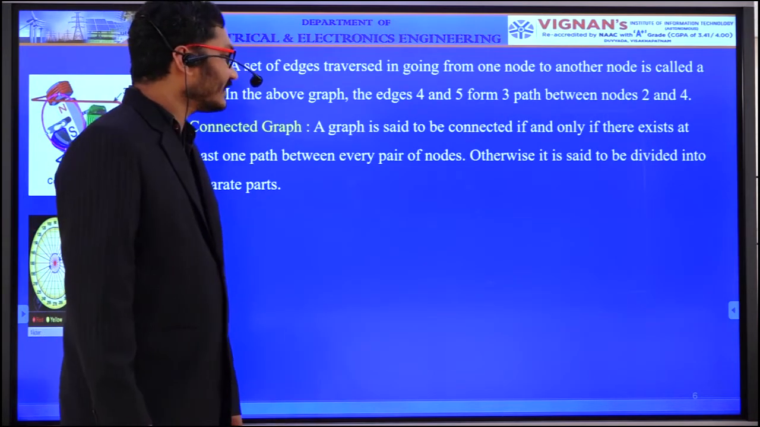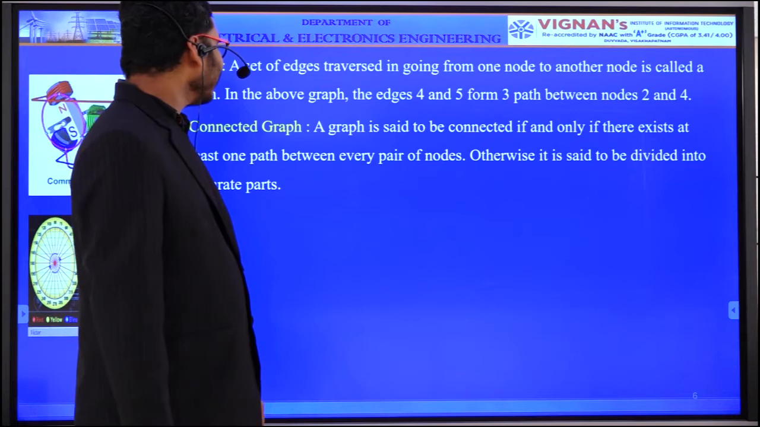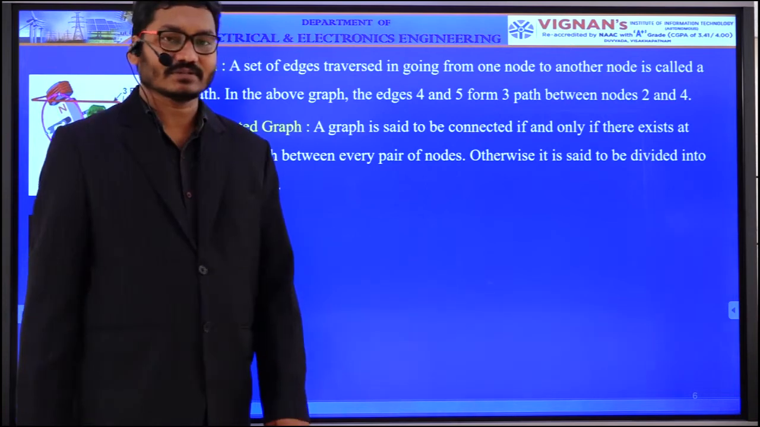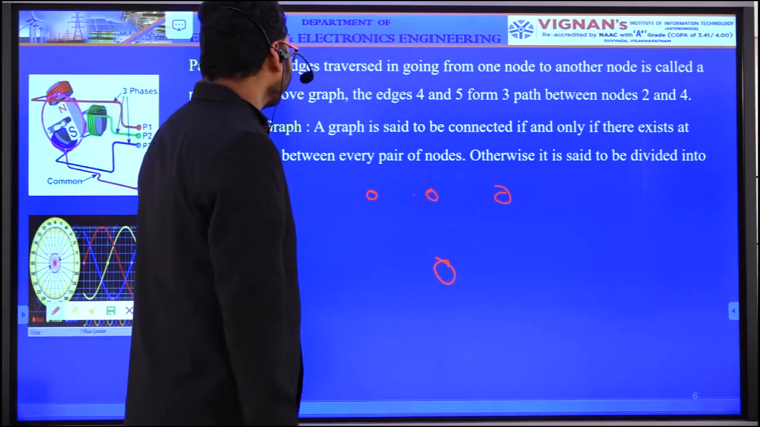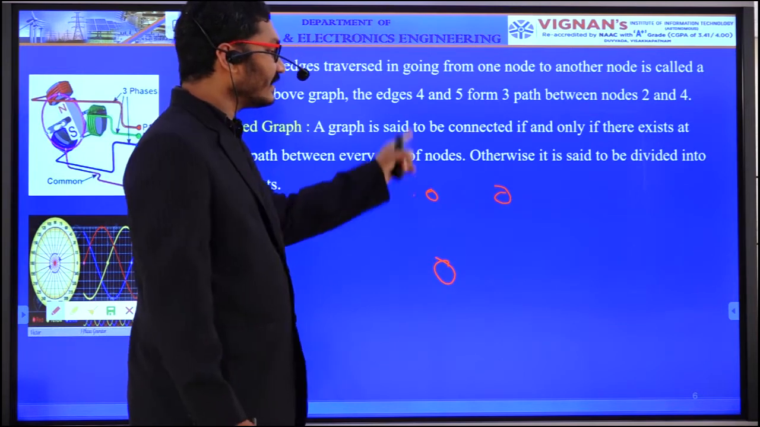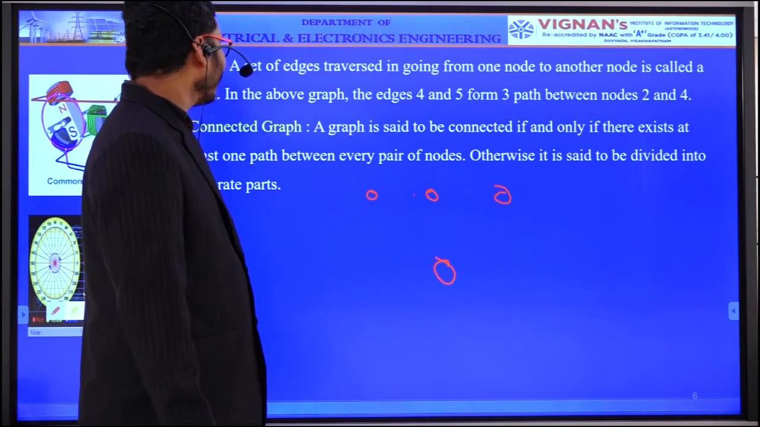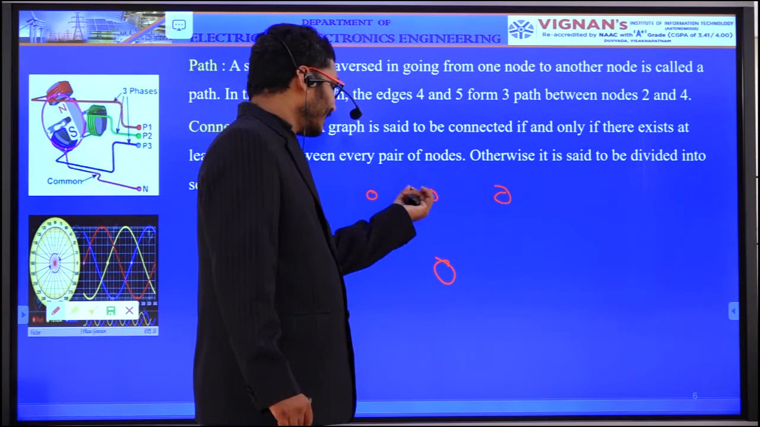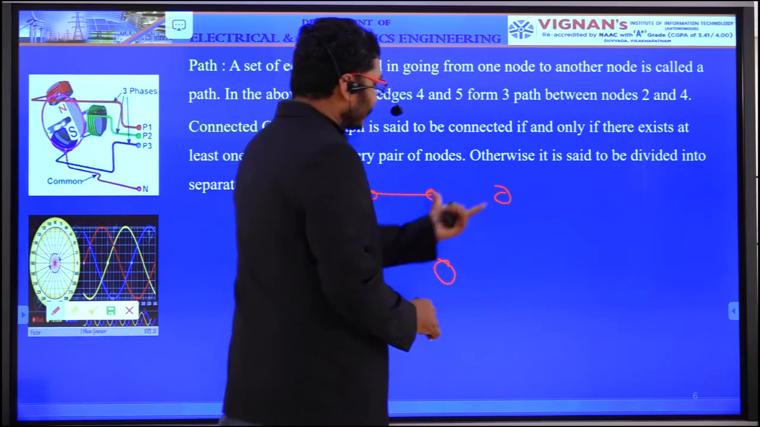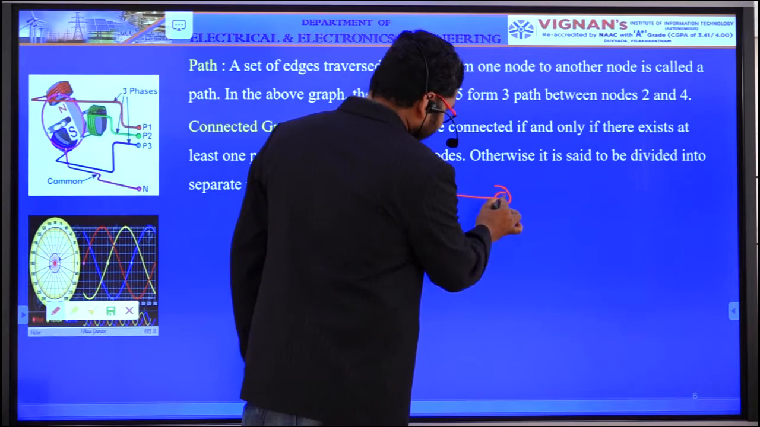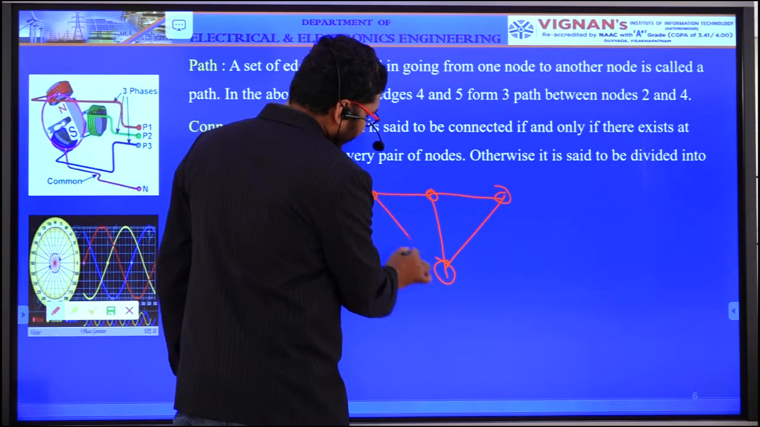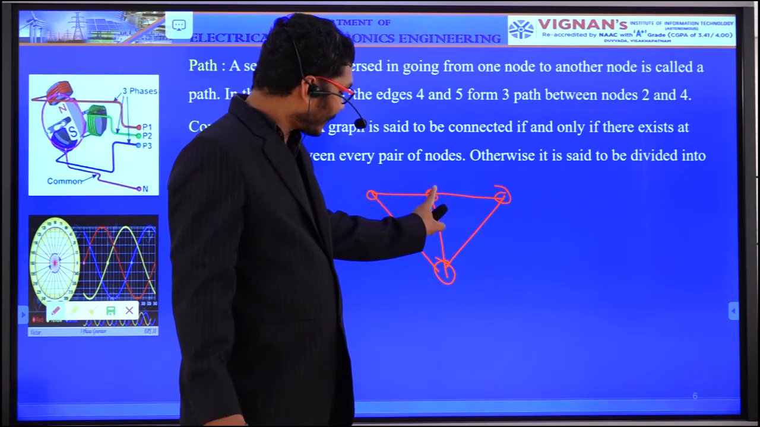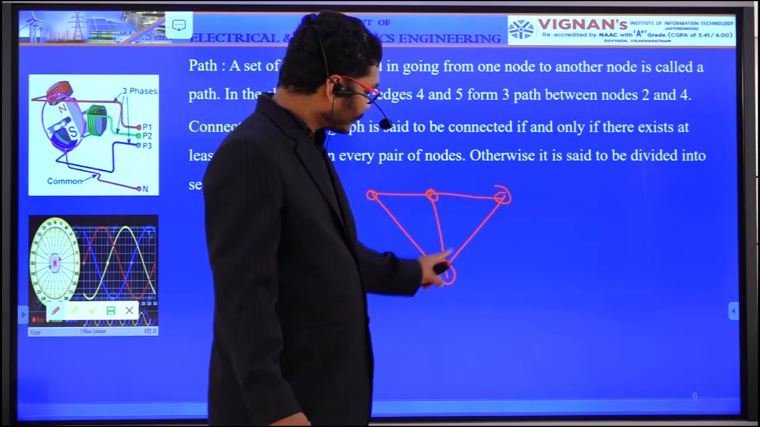Next, connected graph. A graph is said to be a connected graph if and only if there exists at least one path between every pair of nodes, otherwise it is said to be divided into separate parts. Suppose we have 4 nodes. Suppose this is one pair, and there is a path. This to this is one path, this to this is one path, this to this is one path. This node to this node a path is there, this node to this node a path is there. But what about this?